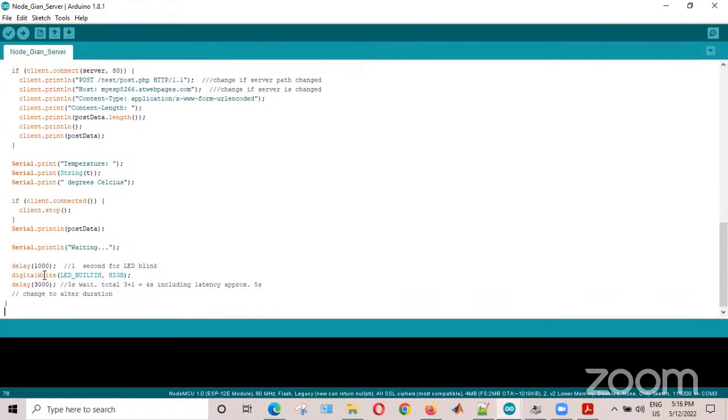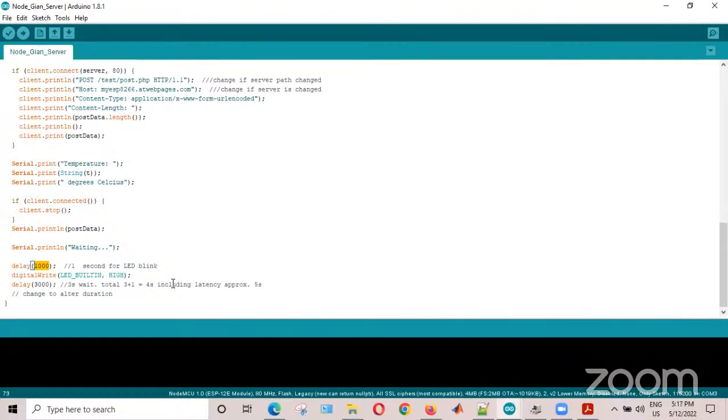We are putting two delays over here. One delay is for 1000 milliseconds, that is 1 second. Then there is one more delay of 3000 milliseconds, that is 3 seconds. So a total of 4 seconds of delay is there between consecutive POST requests that we are making to the server. Including latency, the delay is around 5 seconds.